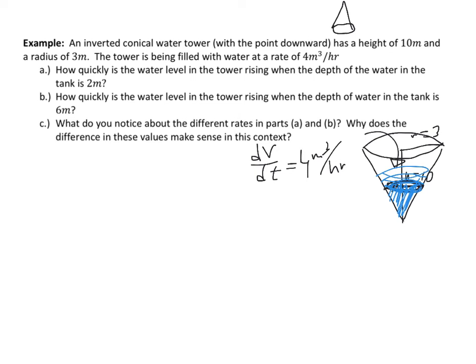And so the first question that I'm going to ask here is, how quickly is the water level in the tower rising when the depth of the water in the tank is 2 meters? How quickly is the water level in the tower rising? In other words, how fast is the water level going up? Is that an r thing or is that an h thing? Like, what kind of rate is that? Isn't that a dh/dt kind of thing? dh/dt is the thing that they want us to solve for.